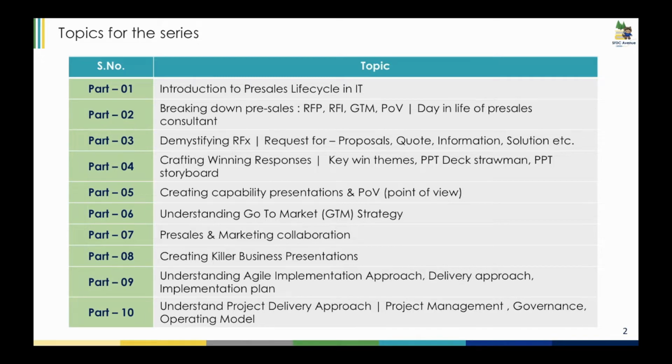In the fifth part, we will learn about creating capability presentations and point of view. There might be various capabilities that we create as a part of the pre-sales function, like practice capability, product capability, and so on and so forth. In the next part, we'll learn what we mean by go-to-market strategy. This is also very common in all growing organizations, and a pre-sales consultant needs to understand it. Then pre-sales and marketing go hand in hand, and how we collaborate with marketing, we will learn in part 7.